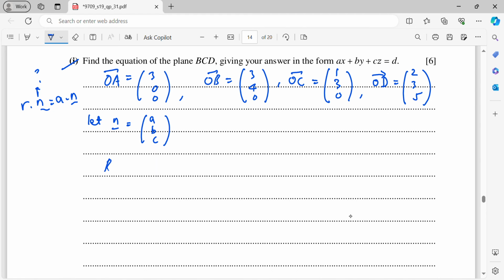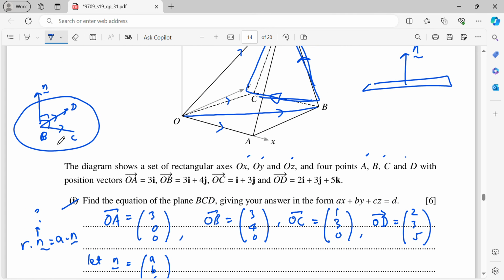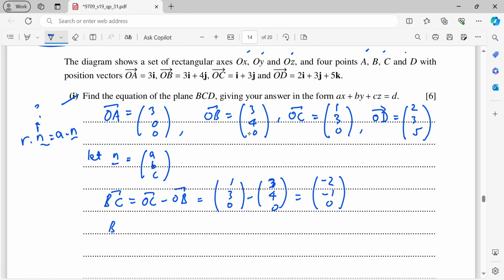So from here, my BC equals OC minus OB. That is (1, 3, 0) minus (3, 4, 0), and this is going to be (-2, -1, 0). And then next is to get the vector BD. Vector BD is basically OD minus OB. This is going to be (2, 3, 5) minus (3, 4, 0), and then you will get (-1, -1, 5).